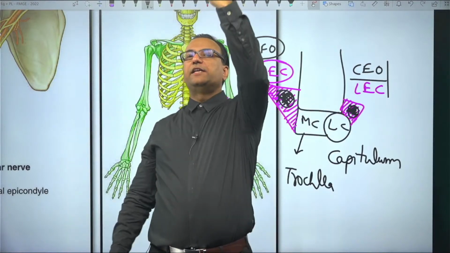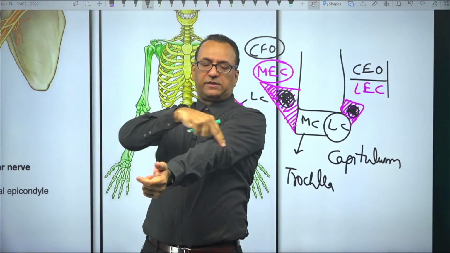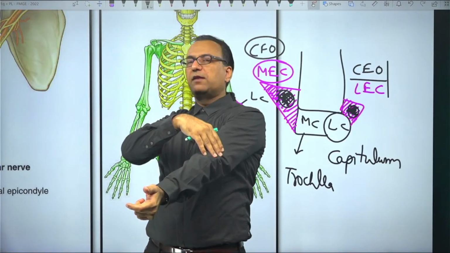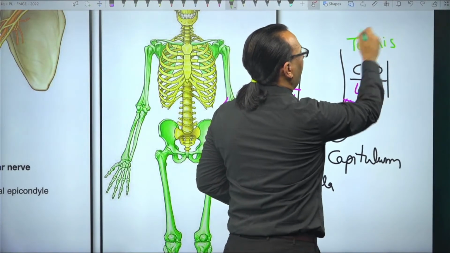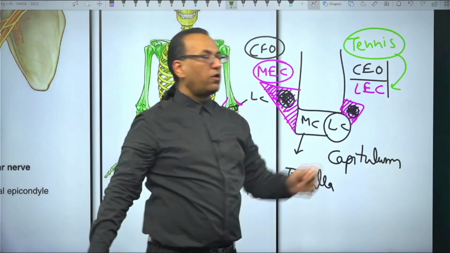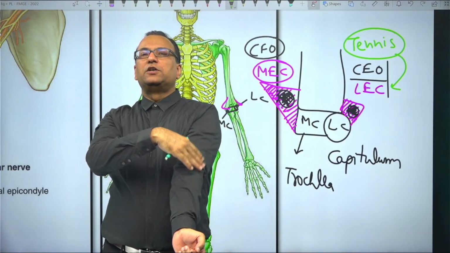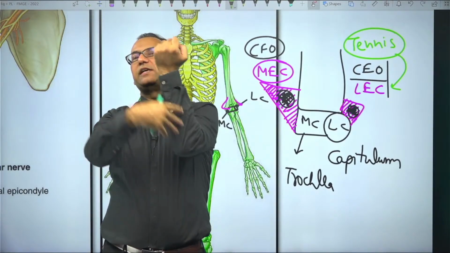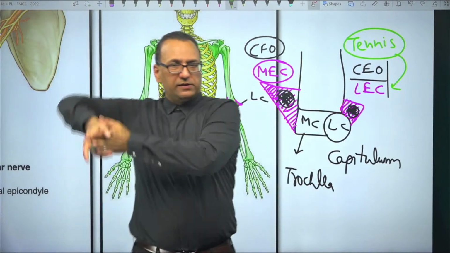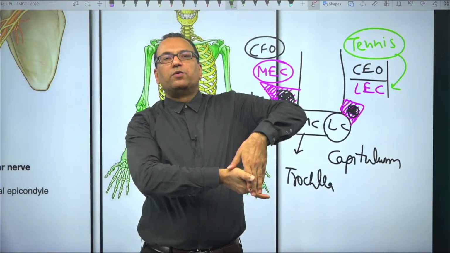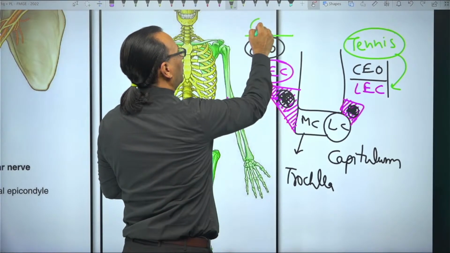If there is a tennis player, the common extensor origin can be inflamed: tennis elbow. If you are talking about tennis elbow, you will have inflammation in the lateral epicondyle. It is called lateral epicondylitis, pulling on the muscles of the posterior forearm, the extensor muscles, the common extensor origin. That is tennis elbow. If it is a golfer's elbow, then it is medial epicondylitis. So medial epicondylitis, the golfer's elbow.